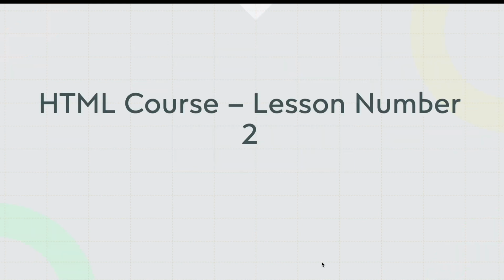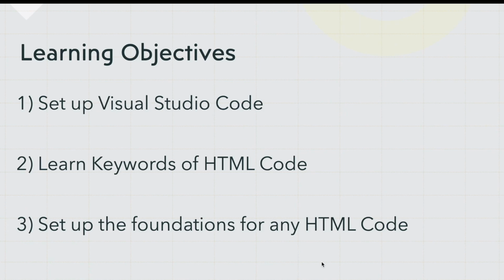Now, having said that, let's jump into lesson number 2. So the learning objectives for this lesson are to: 1. Set up Visual Studio Code, 2. Learn keywords of HTML code, and 3. Set up the foundations for any HTML code.